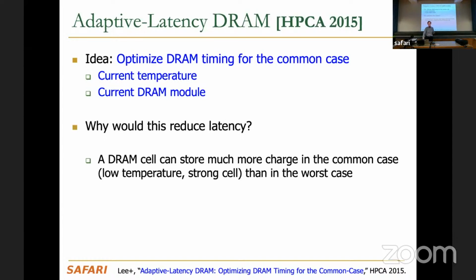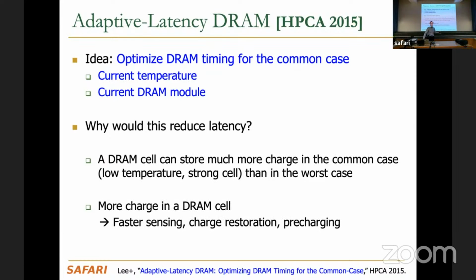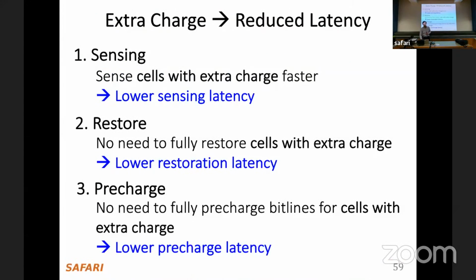So why would this reduce latency? Because of the reasons that we discussed, basically. In the common case, you have a lot more charge than in the worst case. And more charge in a DRAM cell leads to everything being faster. Faster sensing, faster charge restoration, and faster precharging. And essentially faster access in the end, including read, write, and refresh. Because refresh is all about activation and precharge, right? Sensing, charge restoration, and precharging. That's a refresh, basically.